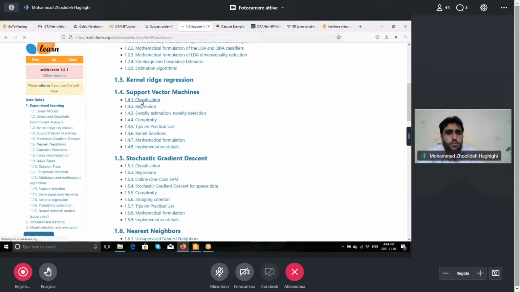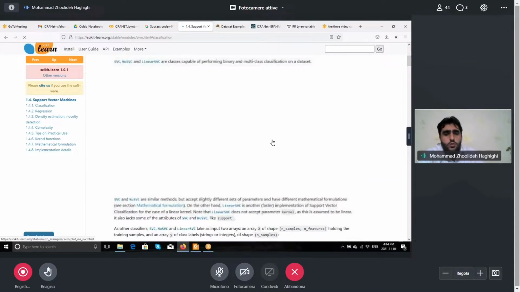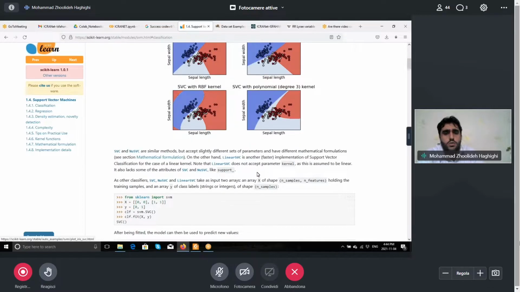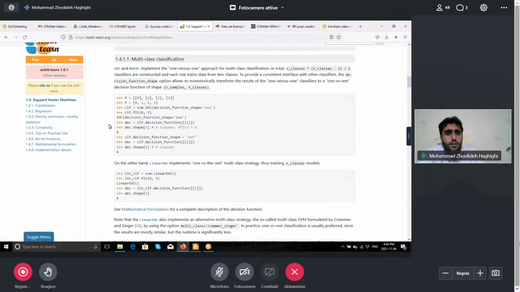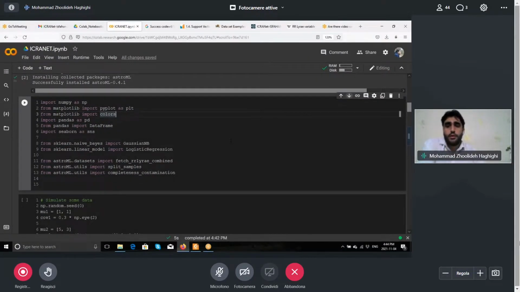And for example, for classification, you click on it, and it has a great documentation. It explains in detail, and you can do some hands-on problems and figure out the details. It's a great resource for learning machine learning, and applying machine learning algorithms for your projects.